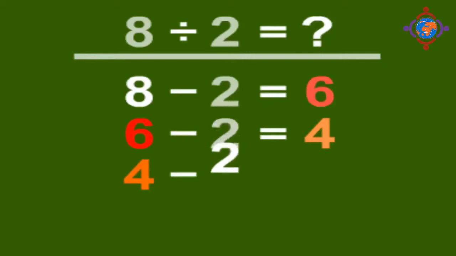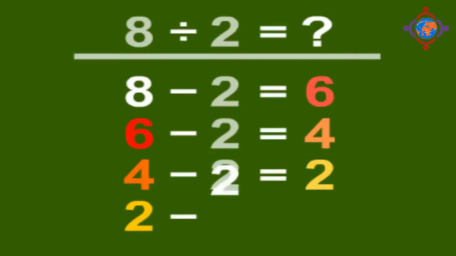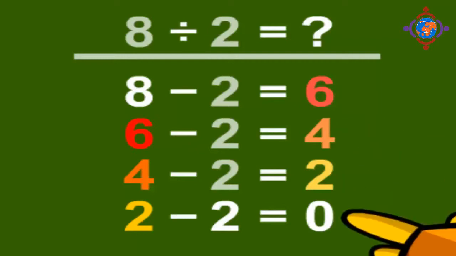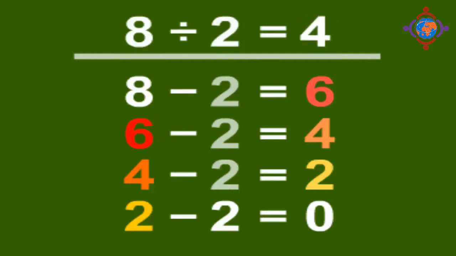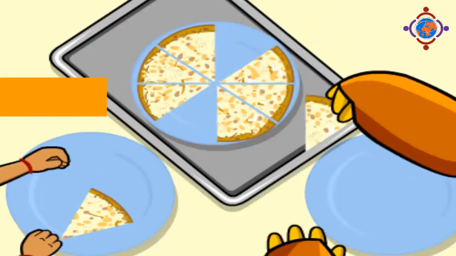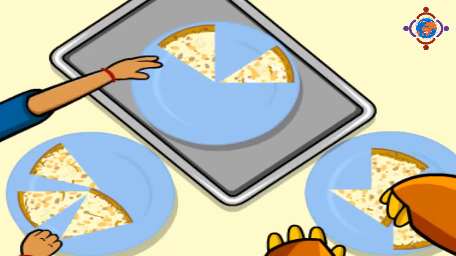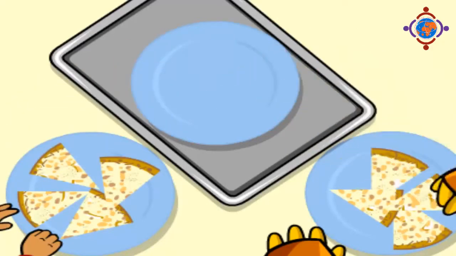4 minus 2 is equal to 2. And 2 minus 2 is equal to 0. We subtracted 4 times until we got to 0. So 8 divided by 2 is equal to 4. We can check our work by taking the 8 slices and making 2 equal groups. We each get 4 slices. Whoa, that's a lot of pizza.